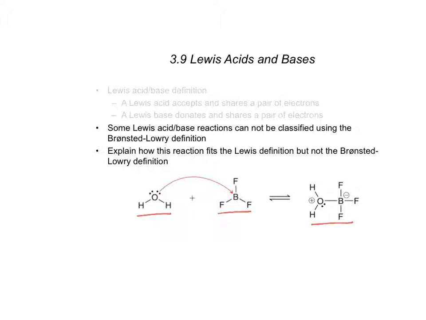It does fall under the umbrella of Lewis acid-base theory, because right now we have water that has these lone pairs of electrons. They are donating their electrons to this boron, right? So here, water is acting as a Lewis base. It's acting as an electron donor. And this BF3 molecule is acting as a Lewis acid. It is acting as an electron acceptor. So again, this type of reaction can't be explained by Bronsted-Lowry acid-base theory. It can be explained by Lewis acid-base theory.